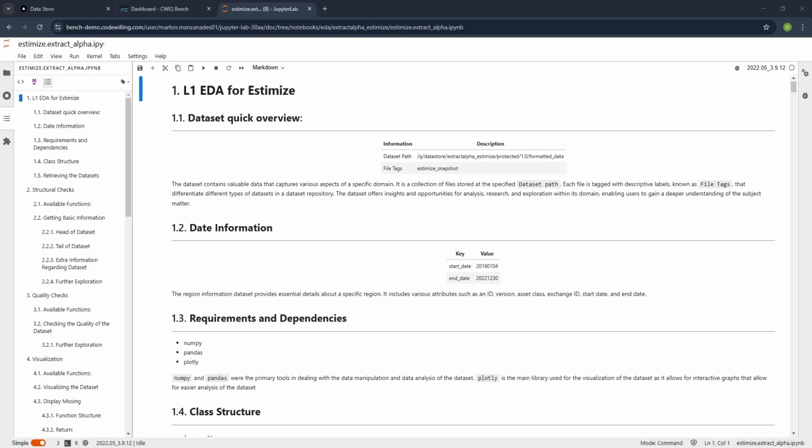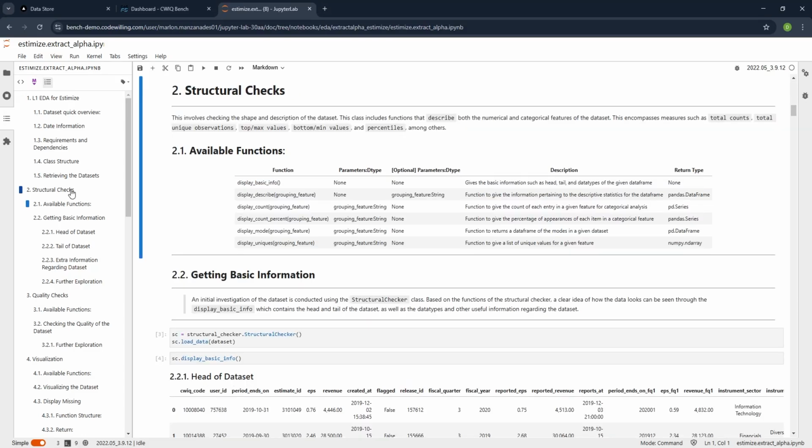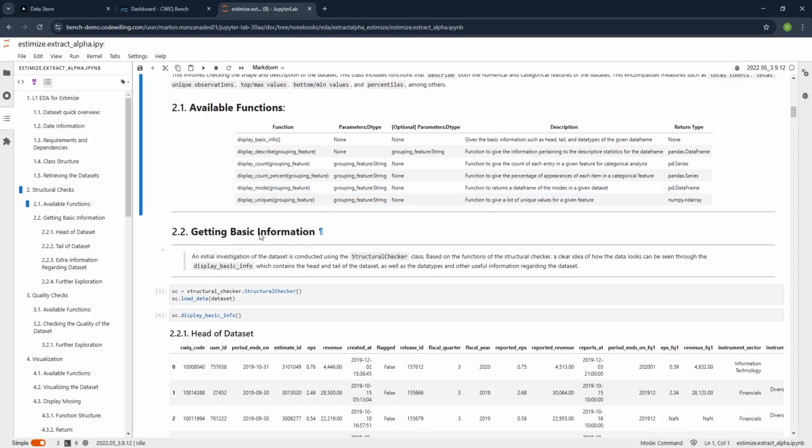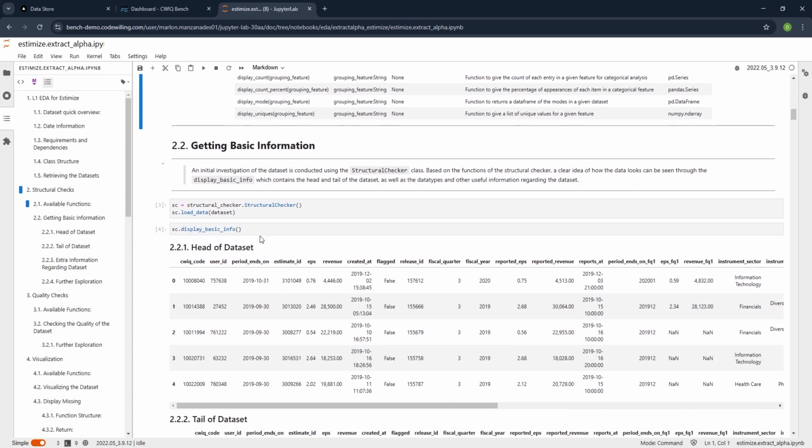Moving on to its first section, the structural checks. We can see below the preset functions for us to use when analyzing the dataset. Each preset function is defined by what it does, what it returns, and the parameters that they will have to pass in. But we are also free to create and run our own user-defined functions in the notebooks. For example, here we can take a glimpse of what the dataset contains by displaying the first 5 rows of the dataset or the head.